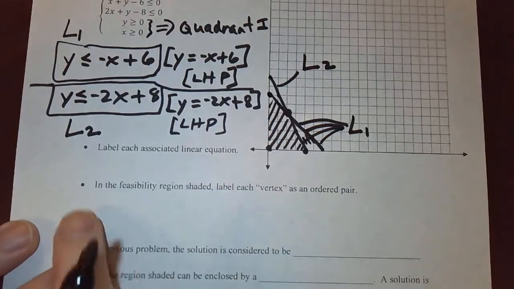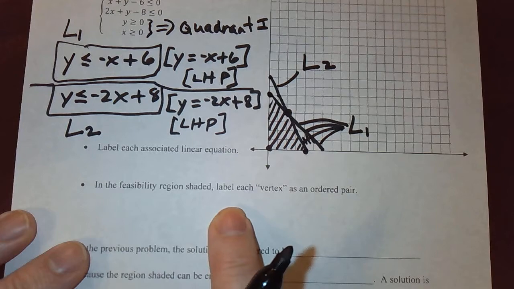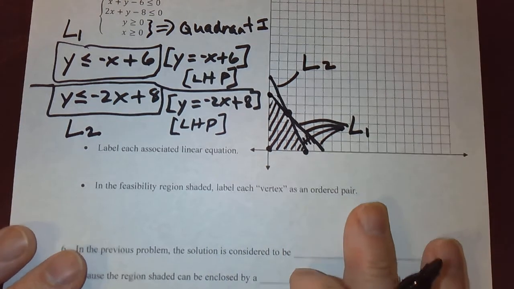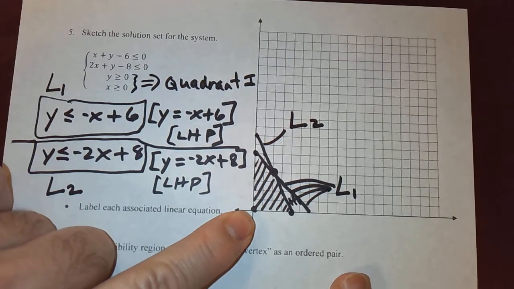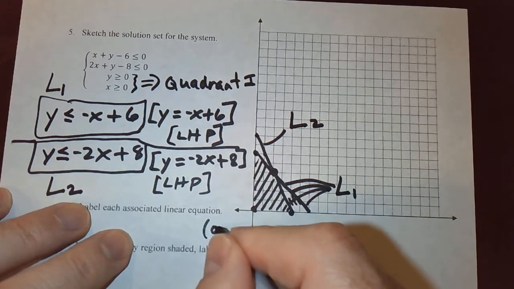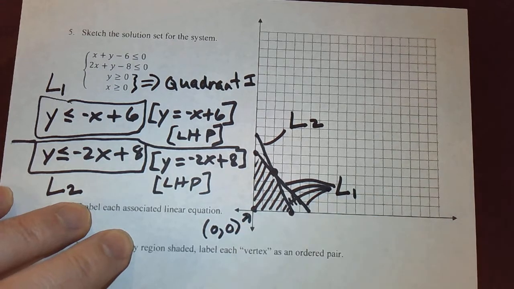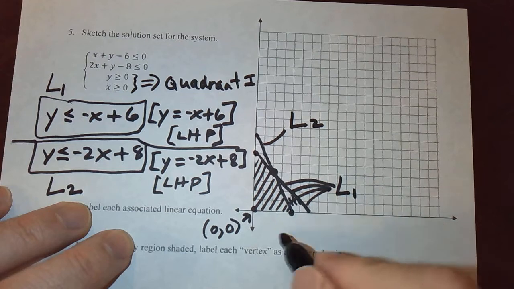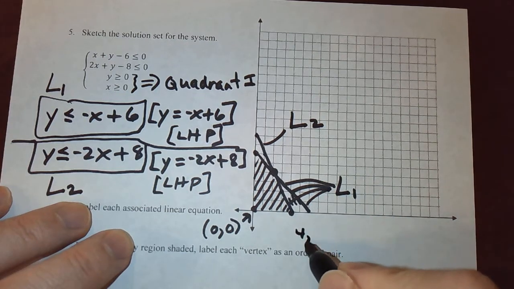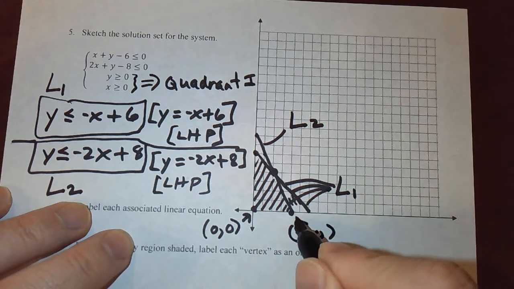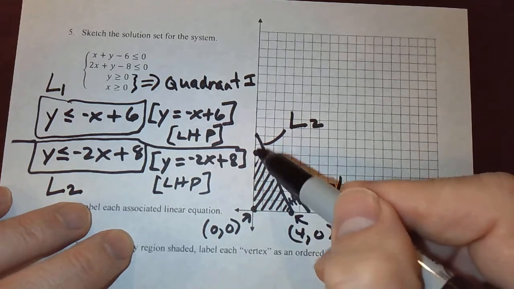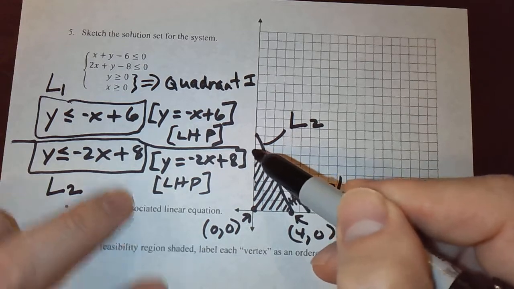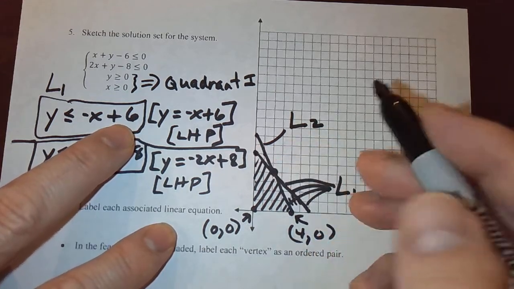What else do we have to do? In the feasibility region, label each vertex as an ordered pair. Okay? So this one's trivial. This is the origin. So that would be 0, 0. This one would be 1, 2, 3, 4. This one is 4, 0. And then this one right here is 0, 1, 2, 3, 4, 5, 6. Yes, it's the y-intercept of that first line.